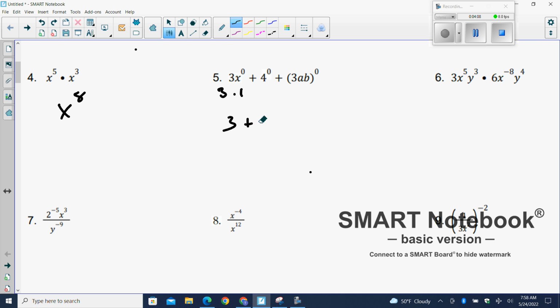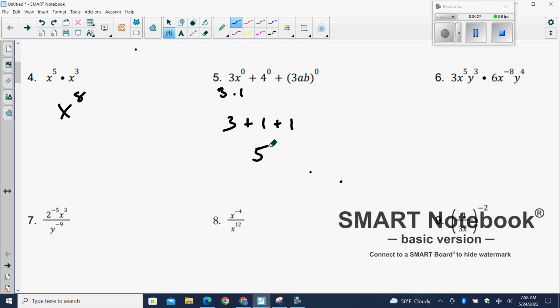Anything raised to 0 power is 1, so 4 to the 0 is 1. That parentheses tells me, unlike the first term, this whole entire thing is being raised to the 0 power. So again, that whole big mess is just 1. And 3 plus 1 plus 1 is 5.